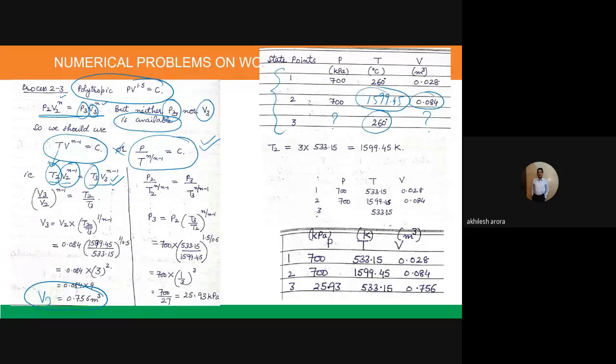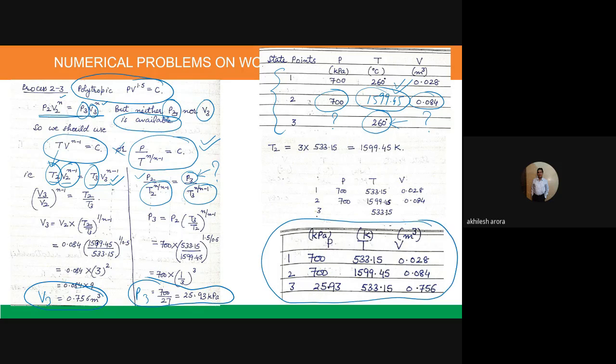Now let us go to the next relationship: P by T raised to power n over n minus 1 is equal to constant. Do I have P2? Yes, I have P2 here, 700. Do I have P3? No, I don't have this value P3. Do I have T2? Yes, which is 1599. Do I have T3? Yes, which is 260 degrees Celsius. So put these values and get the value of P3, which is equal to 25.93. So this completes my table. This is the complete table which I have drawn here. This is how I can calculate the values.